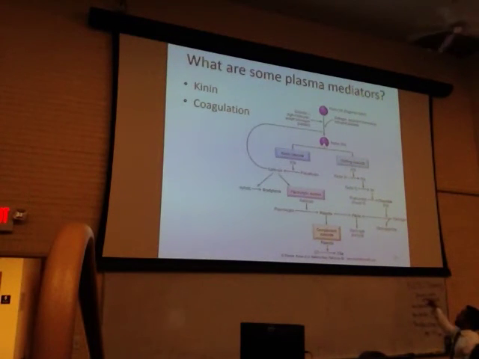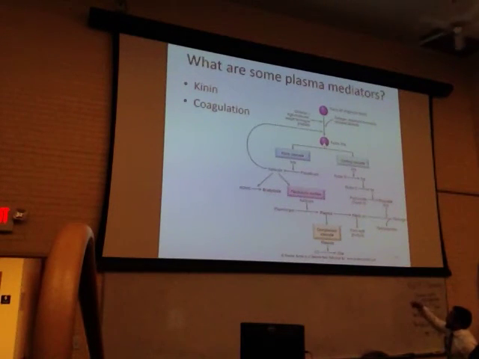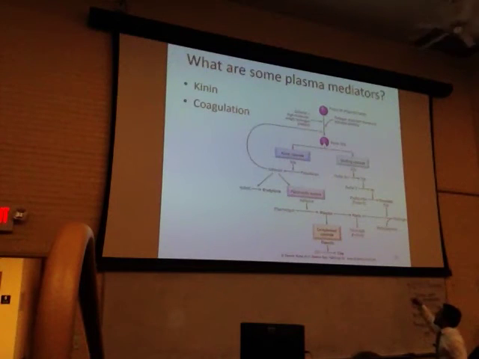Now, if we back up to factor 12, it's also the beginning point for the creation of 12A, which doesn't just stimulate the coagulation cascade, it also stimulates the kinin cascade. The kinin cascade, again, more complicated. I don't care as much about these intermediates. What I care about on the kinin cascade, as well as the coagulation cascade or clotting cascade, is you know what comes in and you know what comes out.